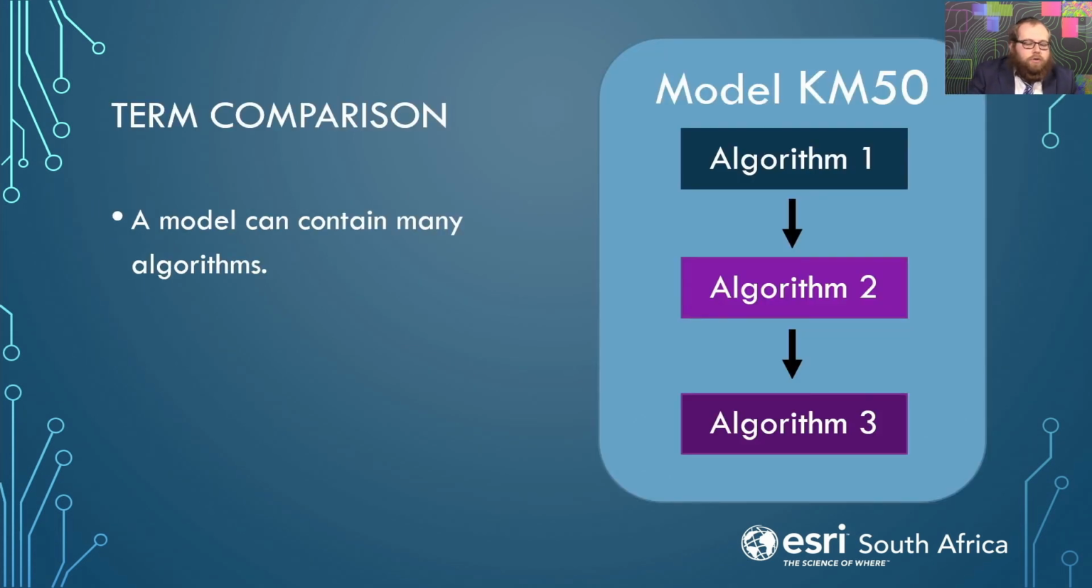And to compare those two terms, a model can contain many algorithms. So here we have model KM50, sounds very important. And it contains, in this case, 3 algorithms. And the algorithms can work sequentially or they can interact, depends on the model itself. But the point is a model can contain multiple algorithms.